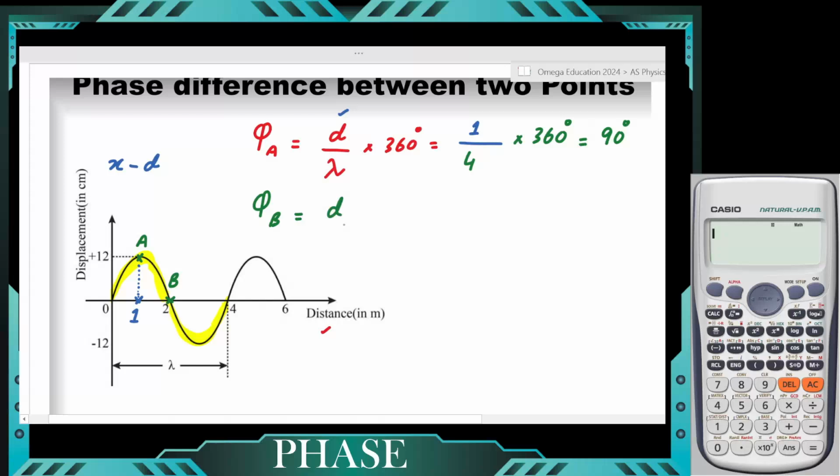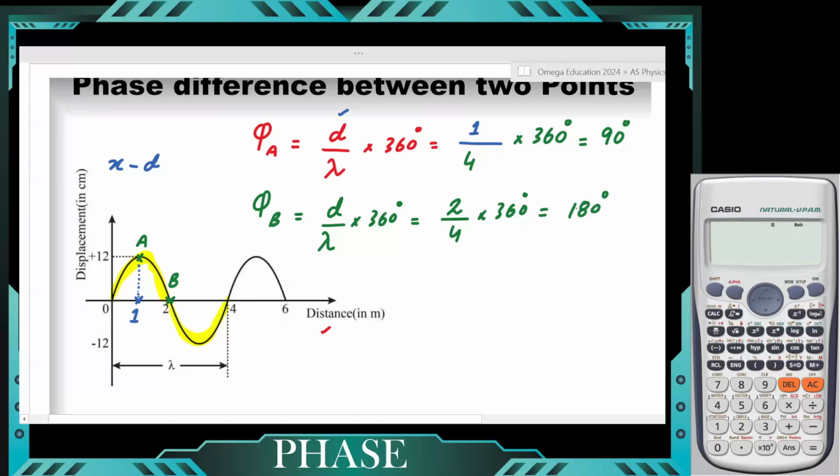So let's find the phase of the particle B. I'll be writing the same formula, d divided by lambda times 360 degrees. And what is the distance of the particle B? It is at a distance of 2 meters. Divided by what's the wavelength? Wavelength is the same because we have the same wave. So divided by 4 times 360 degrees. If you hit it on the calculator, you get 180 degrees.